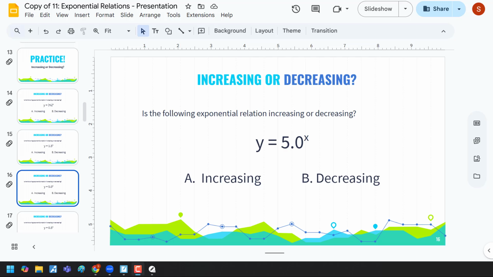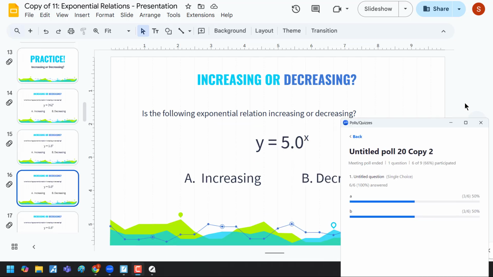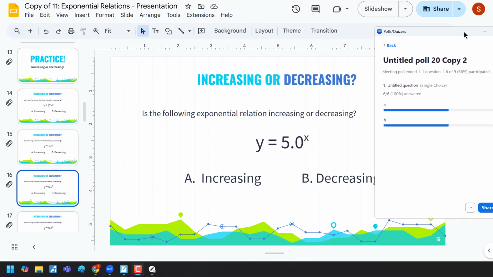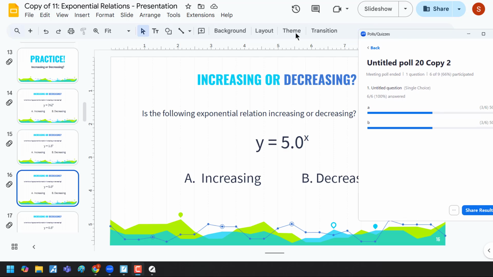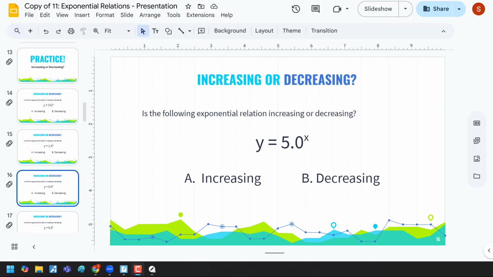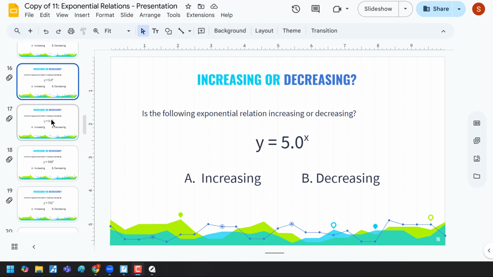Try again. Okay. We have a 50-50 split here between A and B. The answer is this one is an increasing function. Why? Even though it's written as a decimal, you have to understand that it's bigger than 1. Obviously, if the decimal is bigger than 1, it's going to be an increasing function. The answer is A, increasing function. Let's do this one.